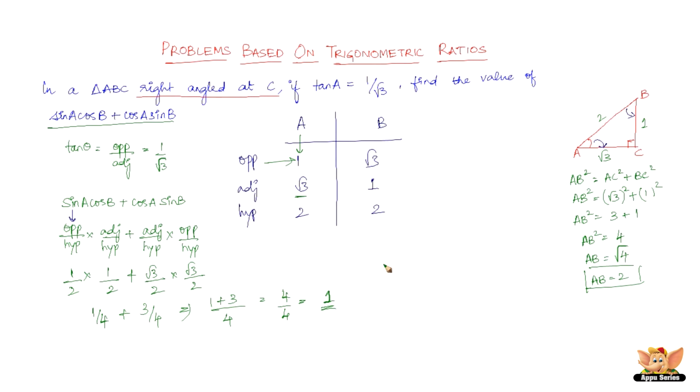I hope you found this problem very understandable. The most important thing we've discovered in this problem is to notice what they mention, sin A or cos B or cos A or sin B, because the opposite and the adjacent change with respect to the angle. So watch out for that, and all you need to do is make a table like this, substitute, and then come down to the value here. That is all there is to do in trigonometric ratios.